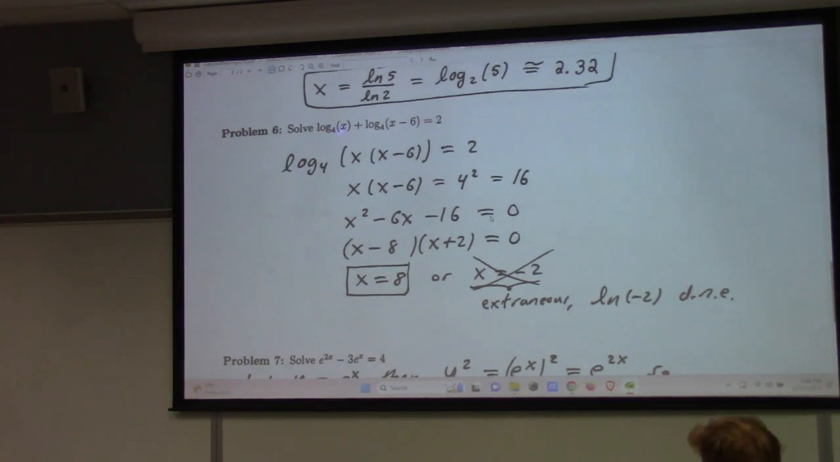The sum of the logs, rather, is the log of the product of the arguments. So I do x times x minus 6 equals 2. Now it's log base 4, so the natural enemy of log base 4 is to exponentiate both sides base 4. When I do that, I just get x times x minus 6 on the left-hand side, and I get 4 to the 2, which is 4 squared, also known as 16, on the right-hand side.